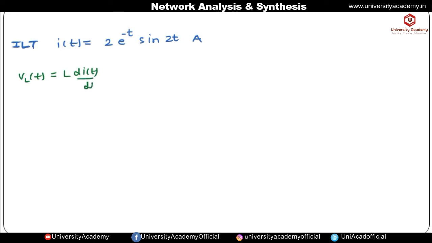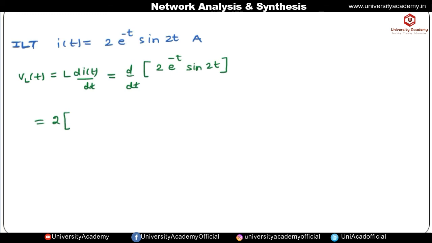So the voltage across the inductor is given by L into di by dt. The L value is 1 Henry. So it means we have to simply differentiate this equation. The i of t value is 2 into e to the power minus t into sine of 2t, so we have to differentiate this function. It will be equal to 2, and since 2 is a constant I have taken it outside.